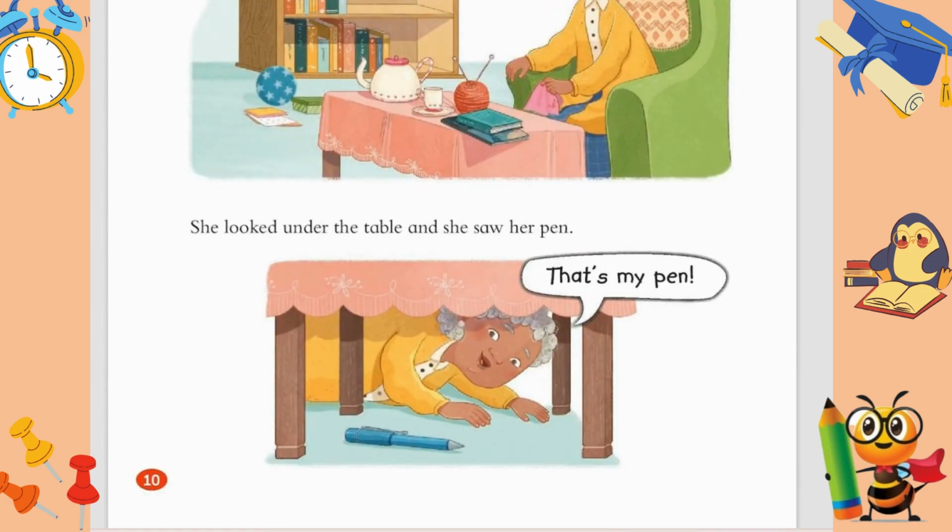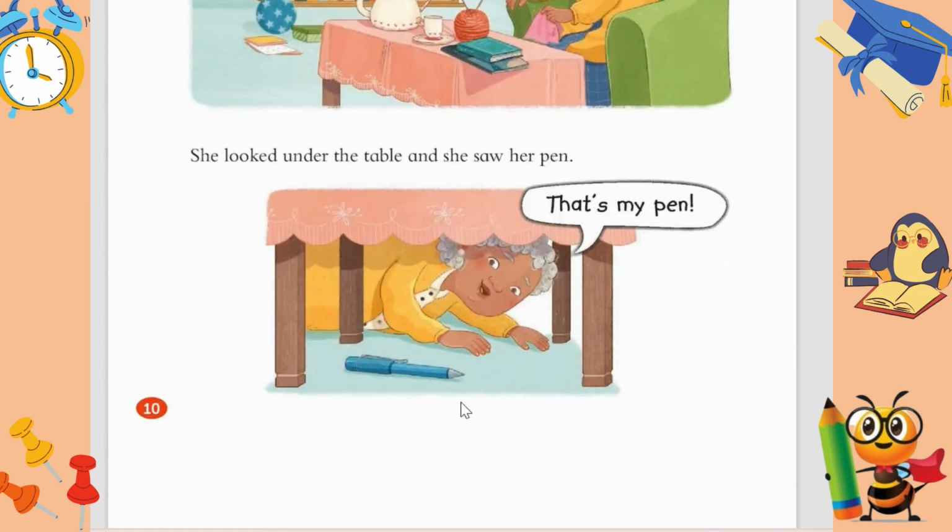She looked under the table and saw her pen. So what did she do? She looked under this table and she saw her pen. Under the table means beneath the table. So you can see over here, under the table. Again, it is the preposition. So I will just highlight it. This is the preposition: under the table. And she saw her pen, and that's my pen. So maybe she lost her pen and now she found the pen.